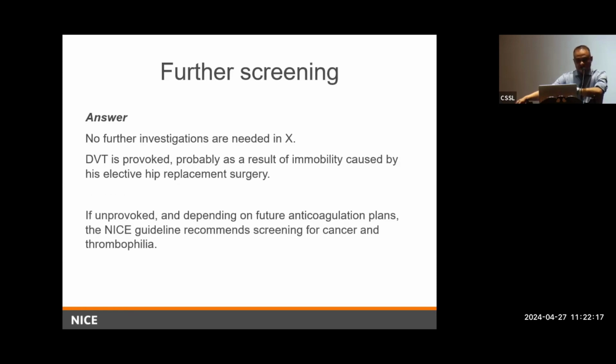Further screening part, Tilina touched about thrombophilia screening and so on, so I won't go into that. Last thing, the slideshow is over. The last thing is about duration.